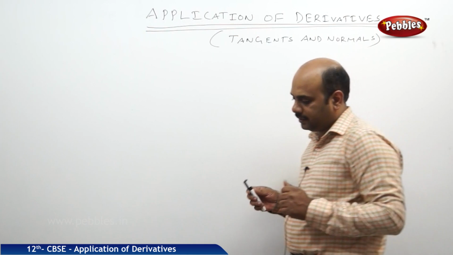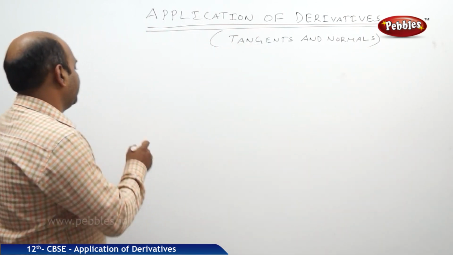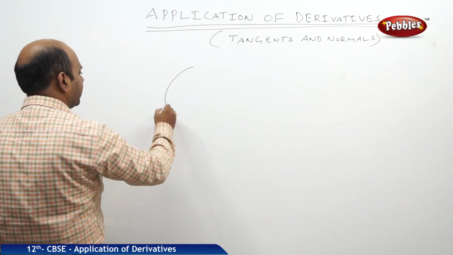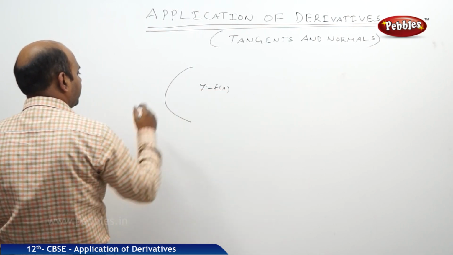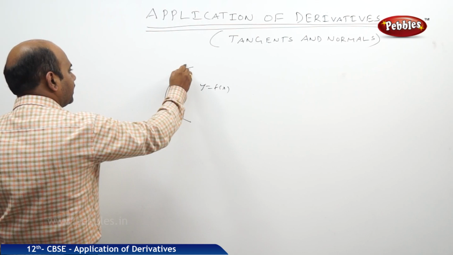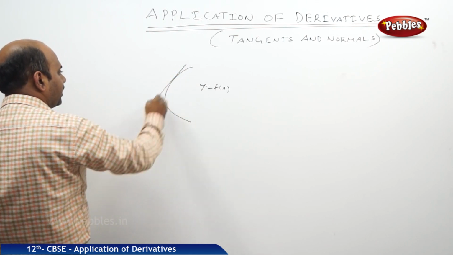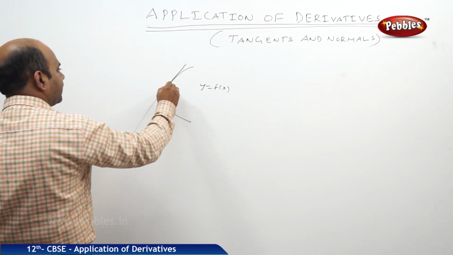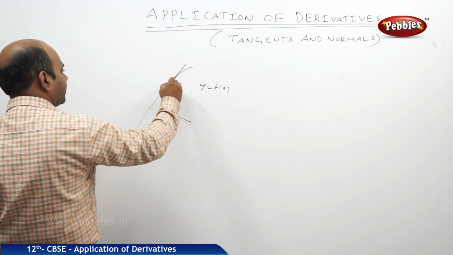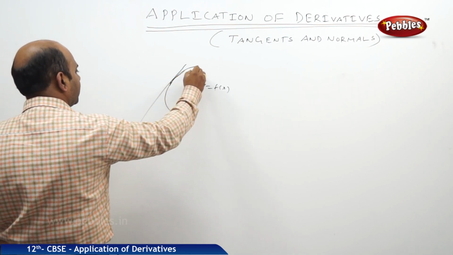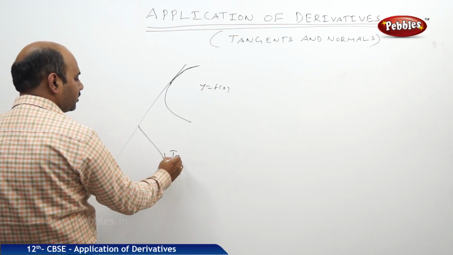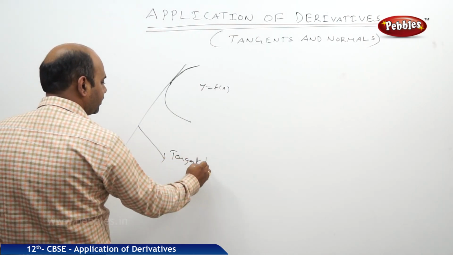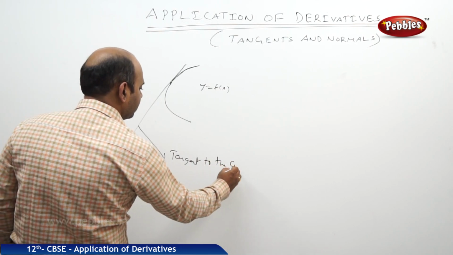What do you mean by a tangent? Suppose I take a curve, call that curve y is equal to f of x. If I draw a straight line in such a way that this particular straight line touches the curve at a single point, that means touches the curve at a particular point, then you can call this straight line a tangent to the curve.